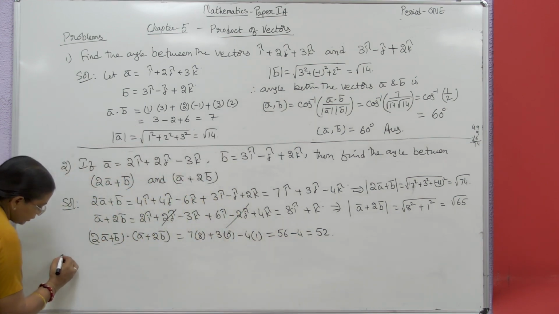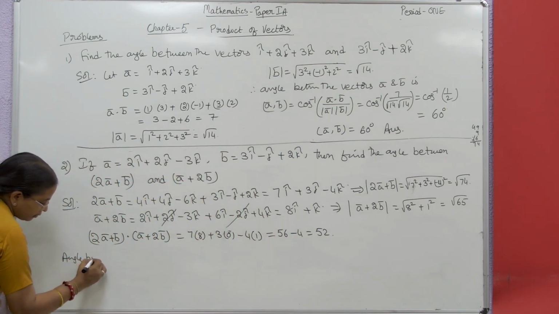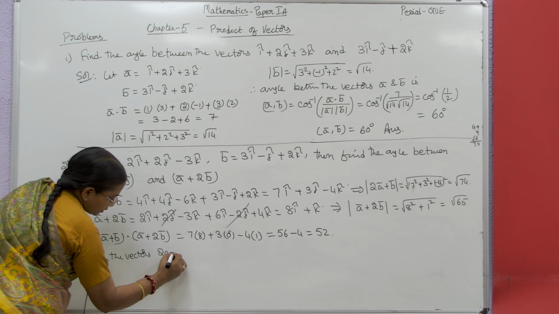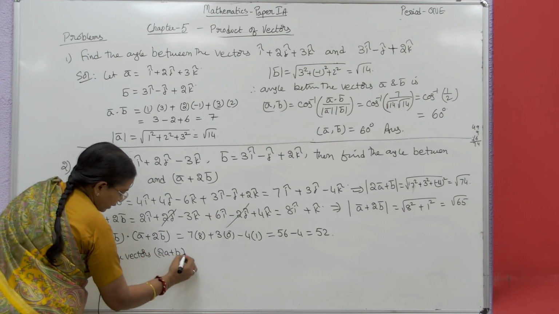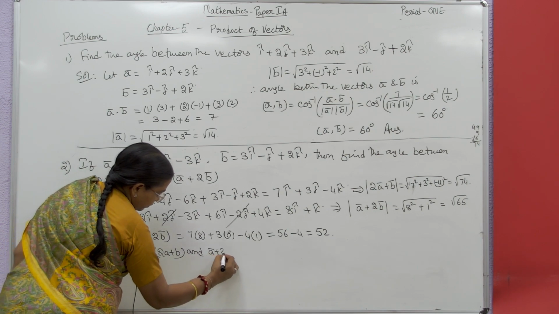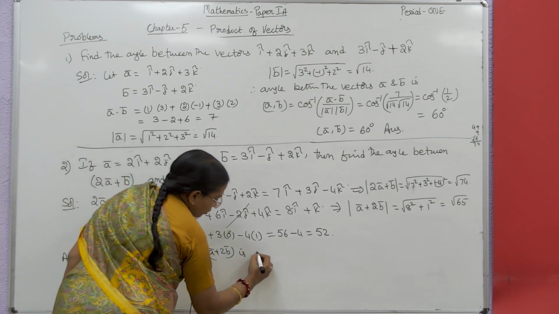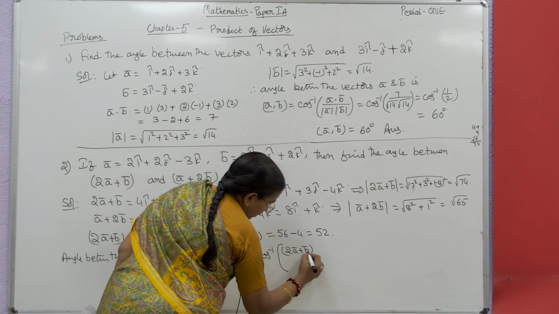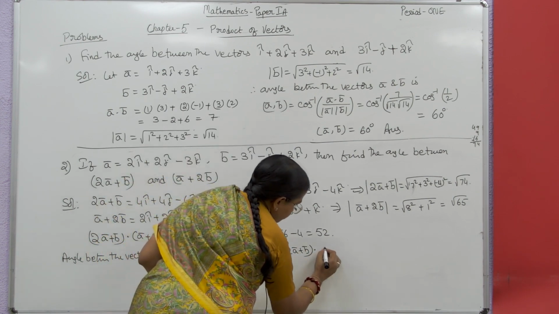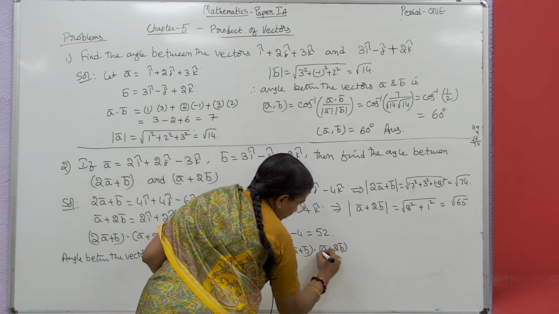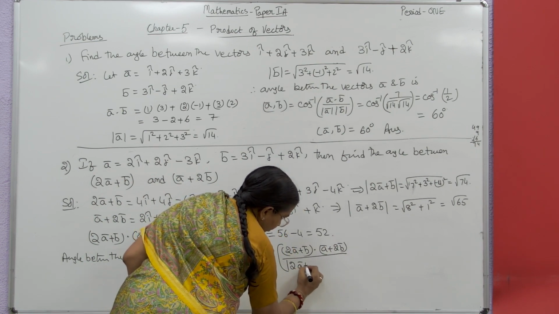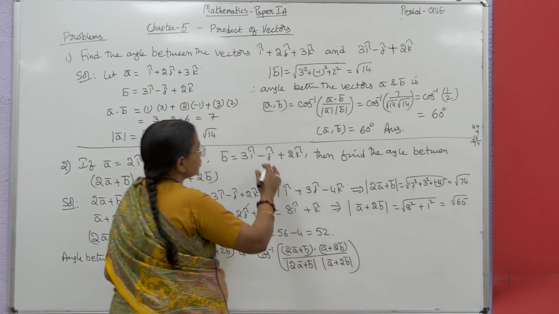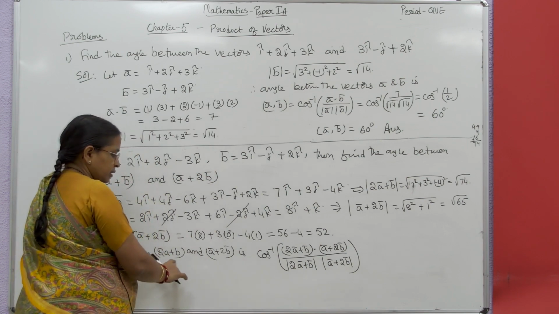So the angle between the vectors 2A plus B and A plus 2B is given by cos inverse of 2A plus B dot A plus 2B by mod of 2A plus B into mod of A plus 2B. The formula is same, but instead of A and B, you have 2A plus B and A plus 2B.